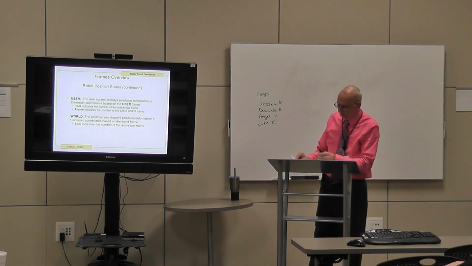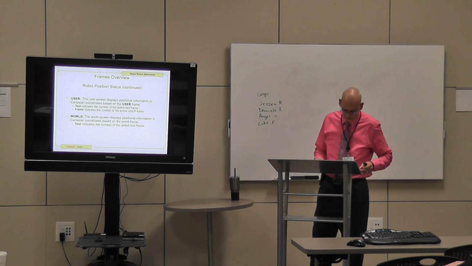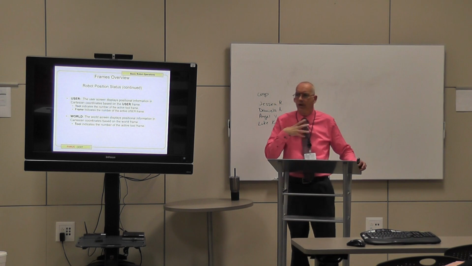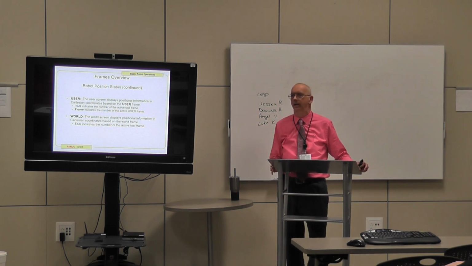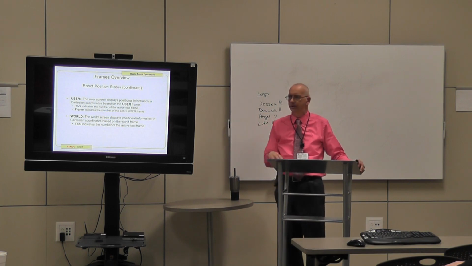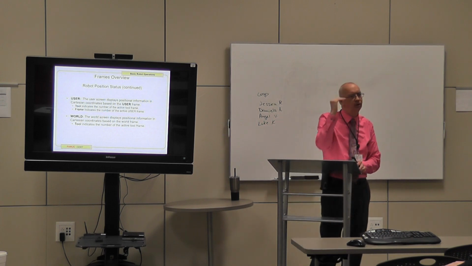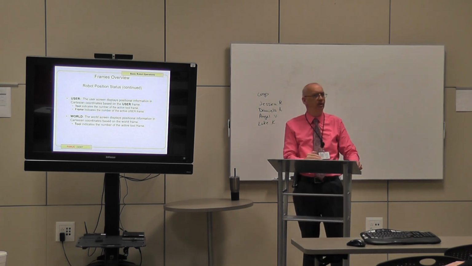Moving forward, we can go to the next one, which is the user. The user screen displays the positional information in Cartesian coordinates based on the user frame. This is one that we're going to define, not one that's already defined. We're going to define our own user frames, and then once we get there, we can click on the soft key to user, and it'll show what our positional information data is according to the user frame origin, point of origin. Does that make any sense? Am I confusing anybody here?